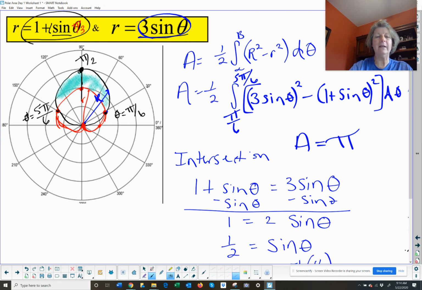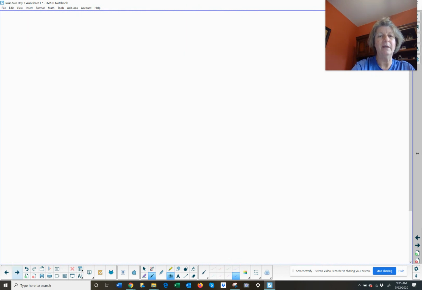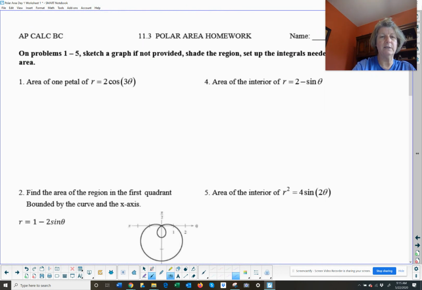So there's a quick little go over on polar area. They really do start getting fun and get a little geometric spatial going when you have the intersection of two polars. So your homework for today is this worksheet.